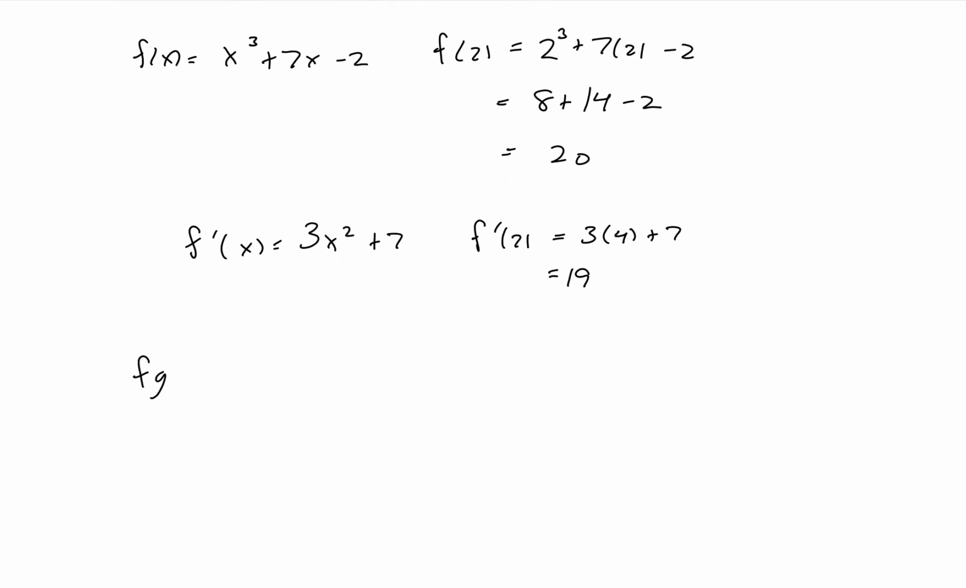So (fg)' at 2 is going to be f prime at 2, which is 19, times g of 2, plus f of 2, which is 20, times g prime of 2. And so this is 38 plus 40, so 78.